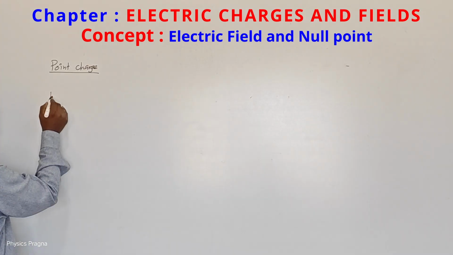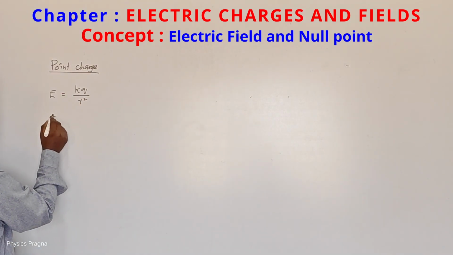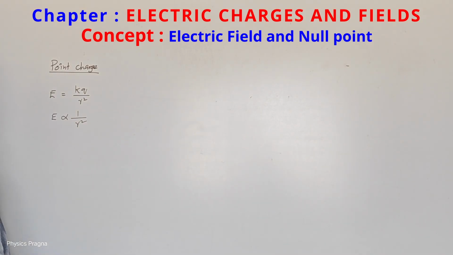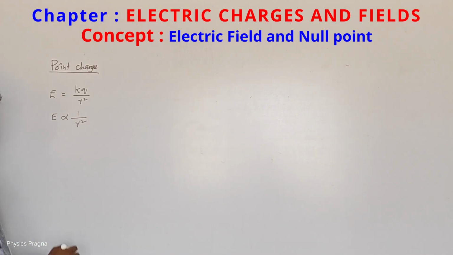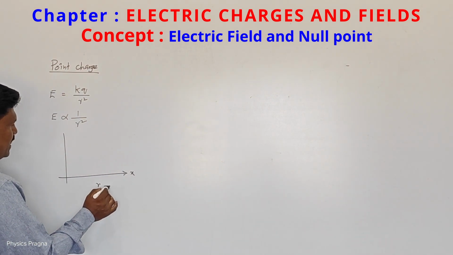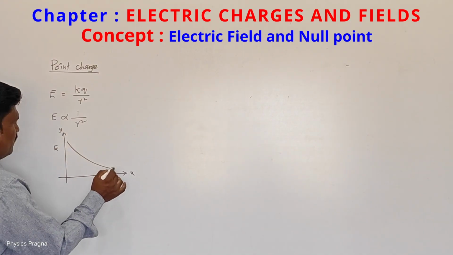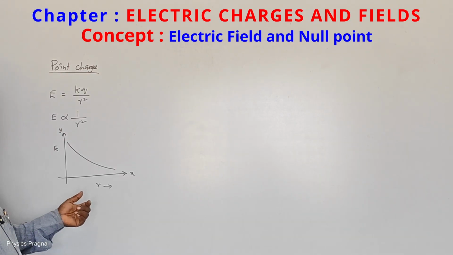Now, for a point charge, the electric field formula is kq by r square. So the electric field is inversely proportional to the square of the distance from the point where we are calculating the electric field to the charge present. So it follows the inverse square law. If you draw a graph here, this is the x-axis. On the x-axis I have taken r values, on the y-axis I have taken E values. So when you go away from the charge, the electric field decreases exponentially. It never becomes zero. This is for a point charge.